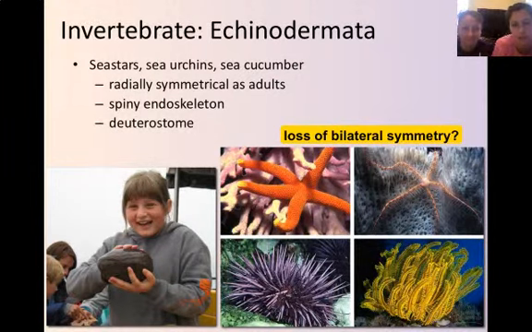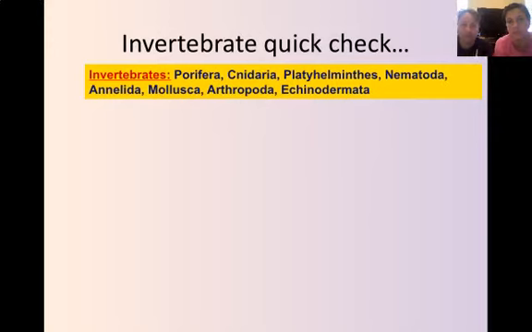Okay, moving on to Echinodermata. These are our sea stars, sea urchins, and sea cucumbers. They are radially symmetrical as adults. They do have a spiny endoskeleton. And their opening does develop into the anus, which, remember, is deuterostome.